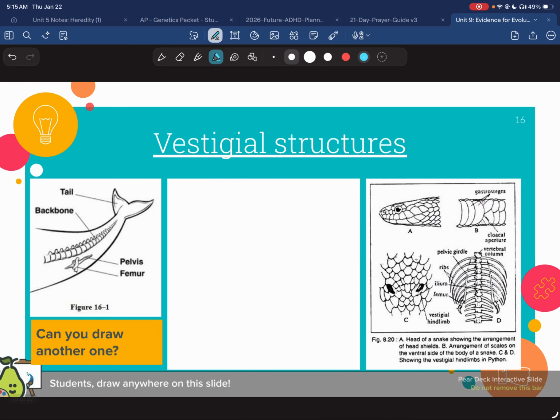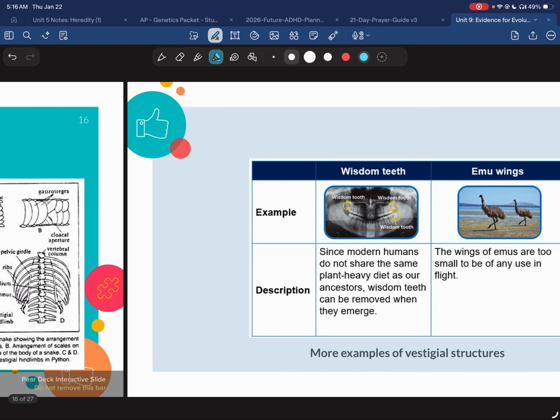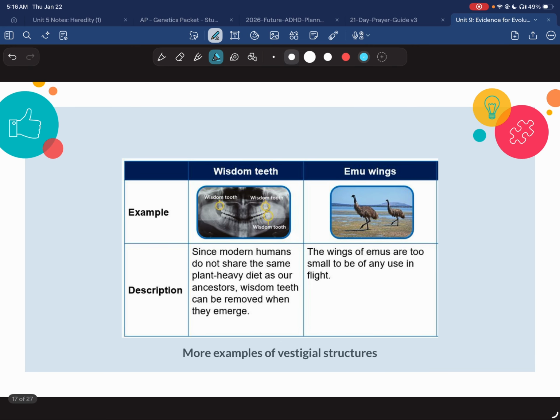Okay. Oh, I wanted you to draw another one, but that's fine. We'll just move on. Here's some examples.